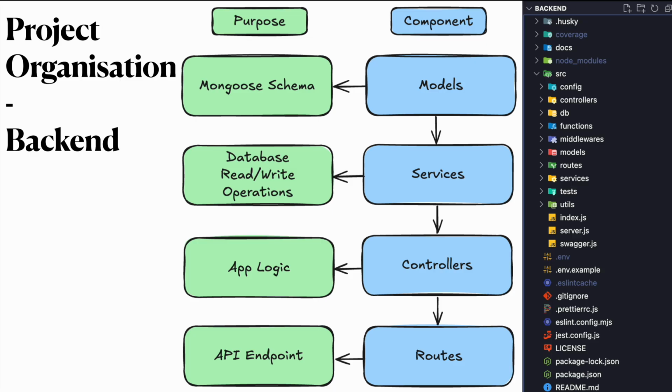Looking at the project structure, we'll start with the backend. We've used an MVC, or model view controller, framework for this project. The models capture data layout into a schema. The services handle database operations via Mongoose functions. The controllers then handle the app logic, and the routes provide the API endpoints.